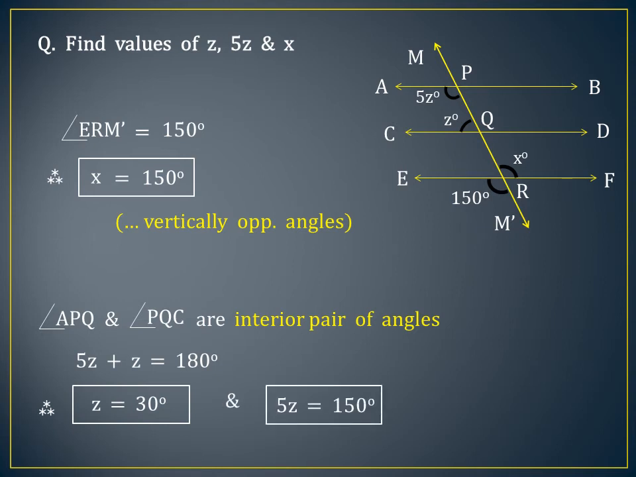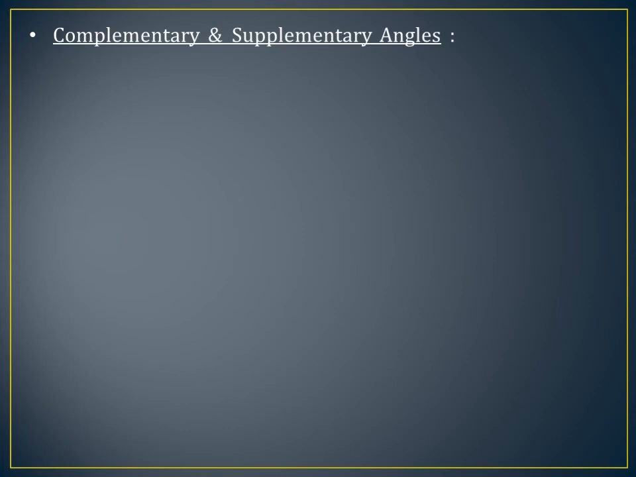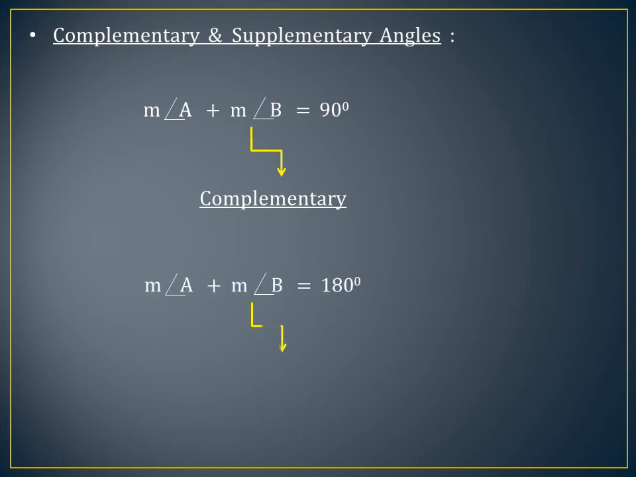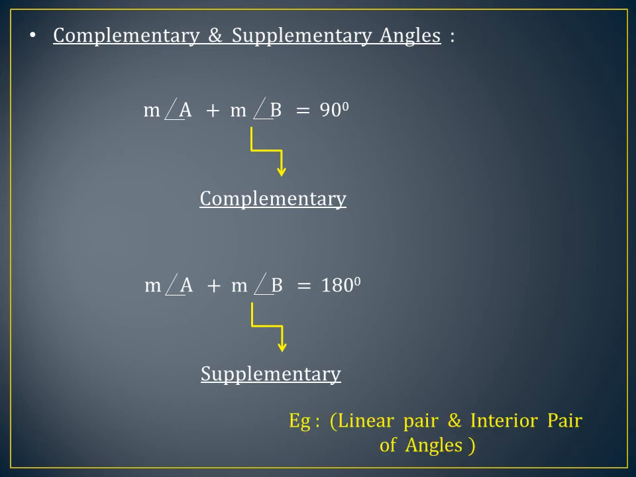Now in the second part of this video, let's understand the terms complementary and supplementary angles. The angles whose measures add up to 90 degrees are said to be complementary. And similarly, angles whose measures add up to 180 degrees are said to be supplementary angles. By understanding this, we'll know that linear pair as well as interior pair of angles are types of supplementary angles, because as we saw earlier, they add up to 180 degrees.